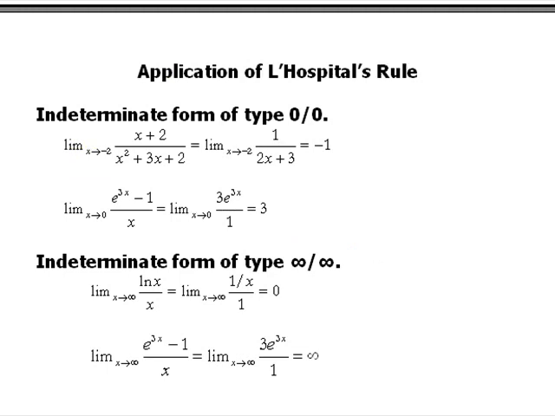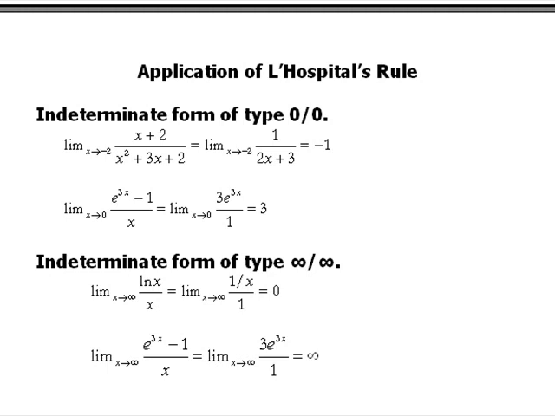Okay, I want to take the limit as x goes to minus 2 of a numerator, which is x plus 2, and a denominator, which is x squared plus 3x plus 2. When x is minus 2, both of these are polynomials. To complete the limit, all you have to do is evaluate them, and when you evaluate them, you end up with 0 over 0. So because it's of the indeterminate form 0 over 0, I can apply L'Hopital's rule.